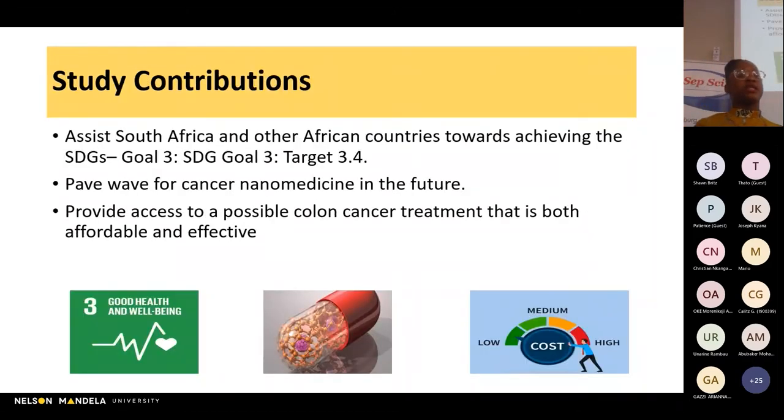So what is the contribution of this study? This study will contribute in assisting South Africa and African countries towards achieving the SDG 3 target goal 3.4, which aims to reduce the number of non-communicable diseases such as cancer by 2030. The success of this study will also pave a way for nanomedicine in the future, and it will also provide a possible colon cancer treatment that is both affordable and effective.